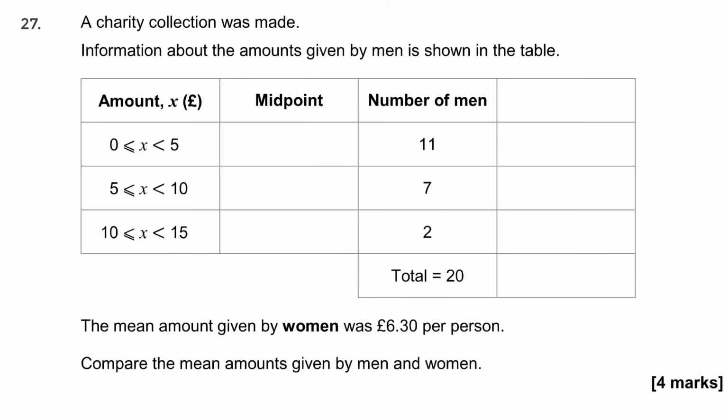A charity collection is made. Information about the amounts given by men is shown in the table. The mean amount given by women was £6.30 per person. Compare the mean amounts given by men and women.